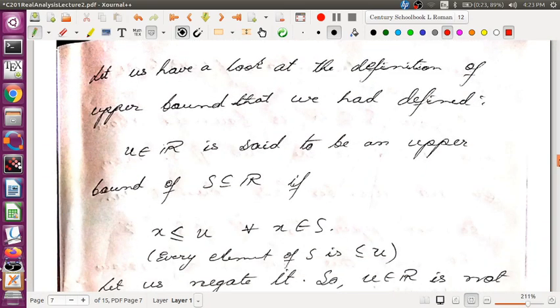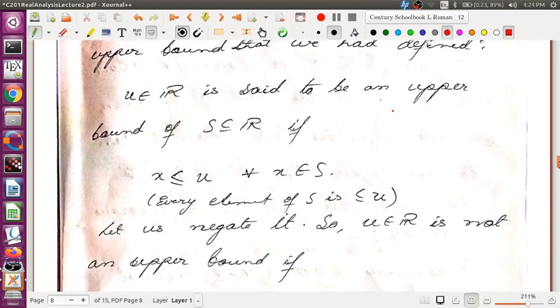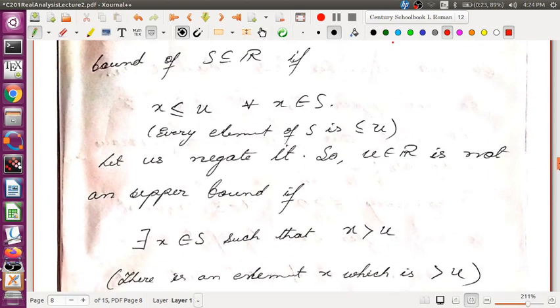The reason for discussing these things is here. Let us have a look at the definition of the upper bound that we had defined. U belongs to R is said to be an upper bound of S if x is less than or equal to U for every x inside S. That is, every element of S is less than or equal to U. Let us negate this statement. U belongs to R is not an upper bound if there is one element inside S which does not satisfy this particular condition.